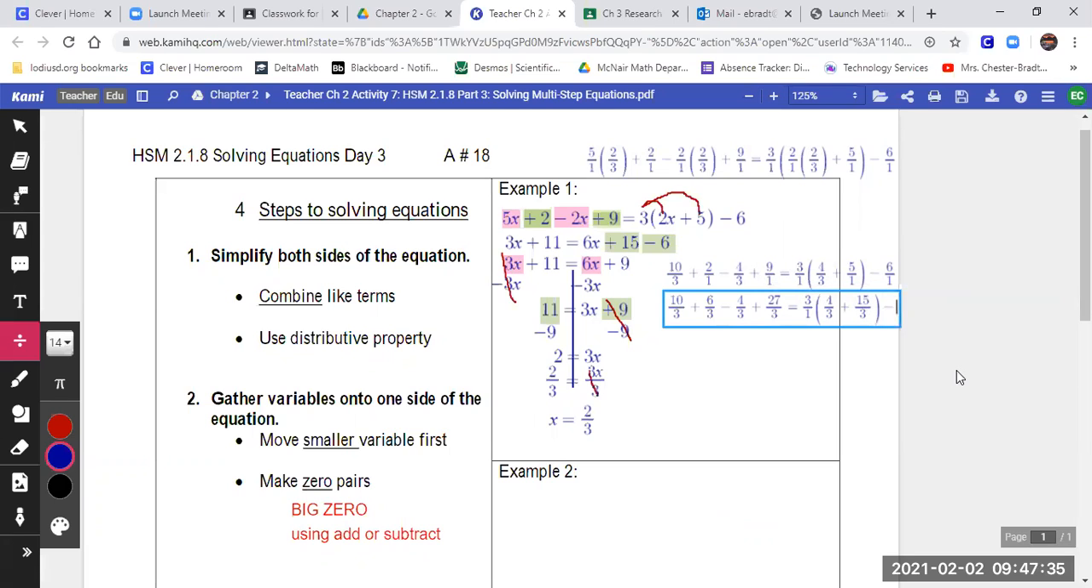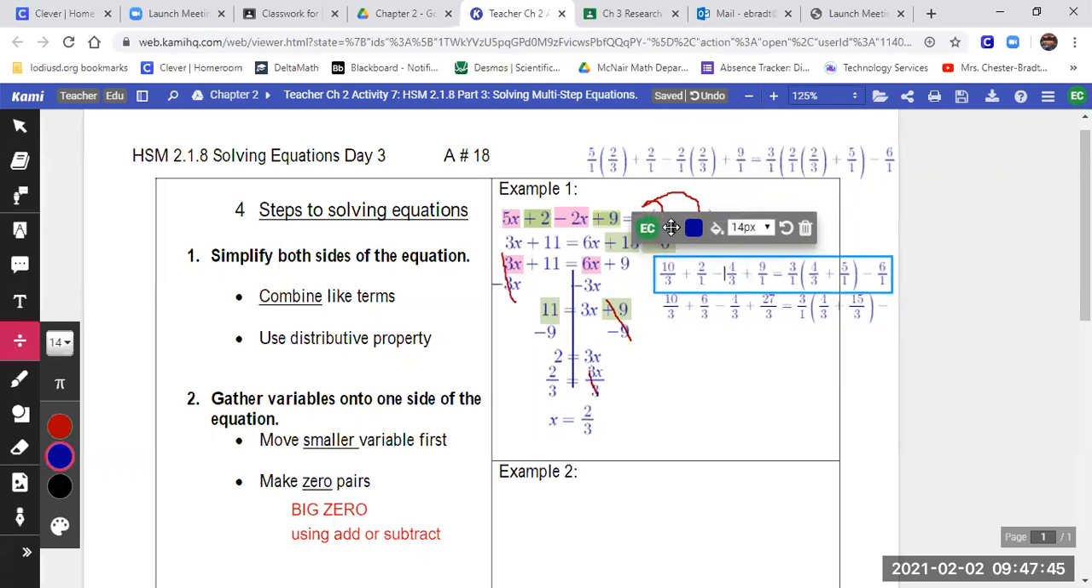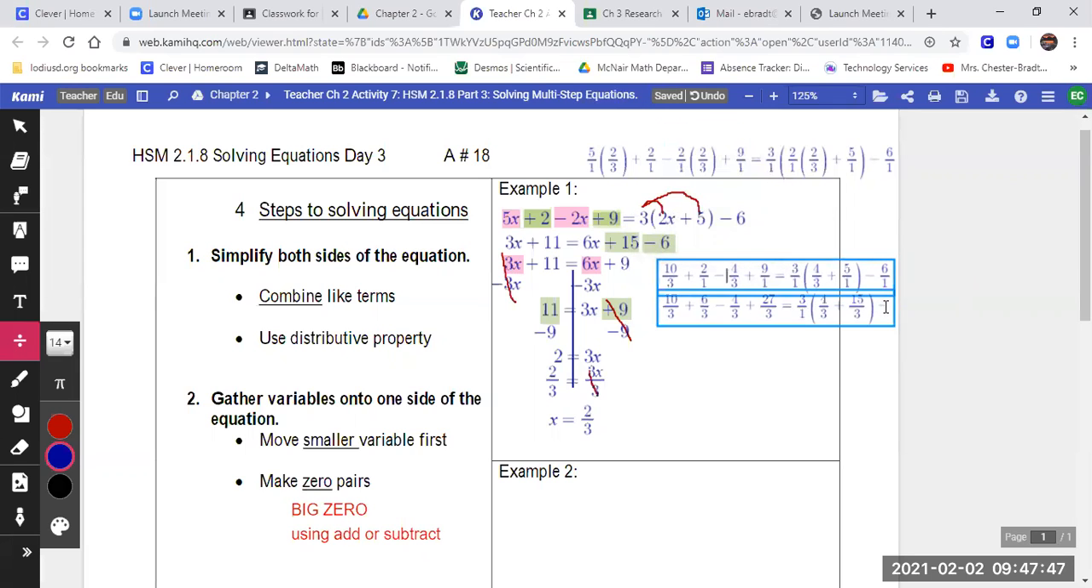And we have to subtract a 6 over 1. We can't keep it. We need to turn it into something over 3. So what over 3 is the same as 6 over 1?